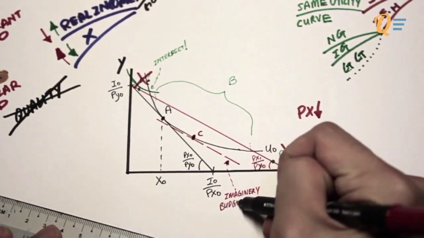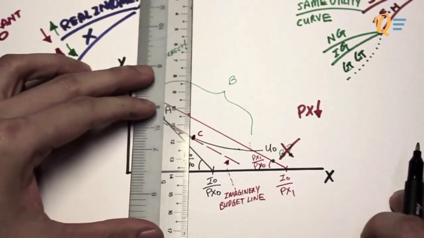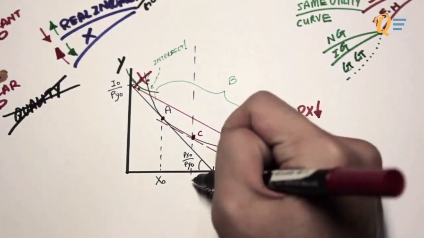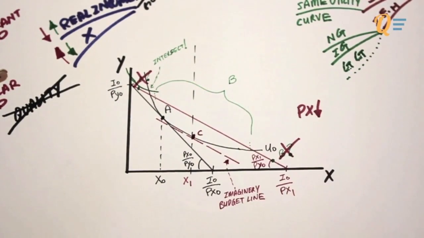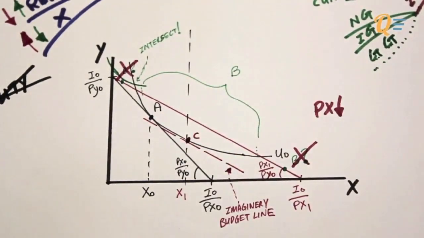So we call this the imaginary budget line. Take note, same utility curve, parallel to the new budget constraint. So we're going to demarcate this as point C. Well, I know it's weird that it's point C, but that's the notation used in the subject guide. So the individual will be at x1 given the substitution effect.